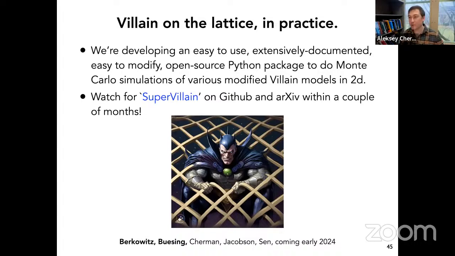So I'm going to begin the conclusions, basically. First, we are hoping to study some of these things using Monte Carlo calculations. And we are in the midst of developing what we hope will be an easy to use, extensively documented, easy to modify, and open-sourced Python package to do Monte Carlo simulations of various modified Villain models in two dimensions. So hopefully within the next couple of months, if you keep an eye on the arXiv, you'll see a paper about this package, and it will go on GitHub and you can use it and do whatever you want with it. So that is work with these friends.